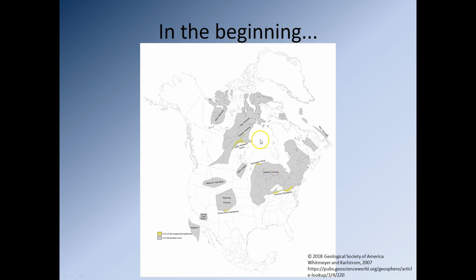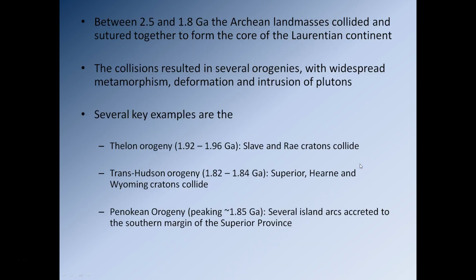Now, these pieces of crust are eventually going to start to move towards each other. So there's going to be subduction zones. The oceanic crust in between them is going to start being destroyed and subducted underneath these pieces of continental crust, and they are going to start moving towards each other. There are going to be collisions, and these collisions are going to bring all these pieces of crust together to form the core of Laurentia. Okay, so this is our starting position. So where do we go from here?